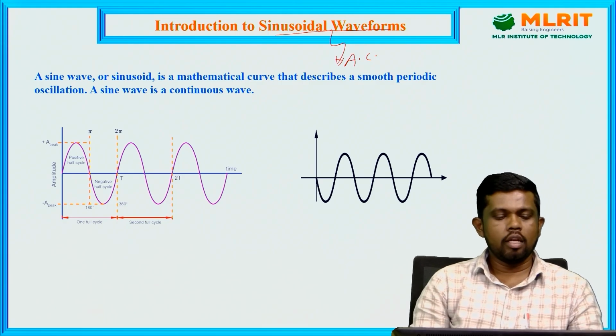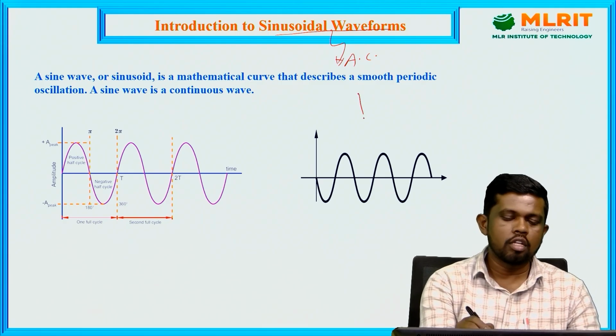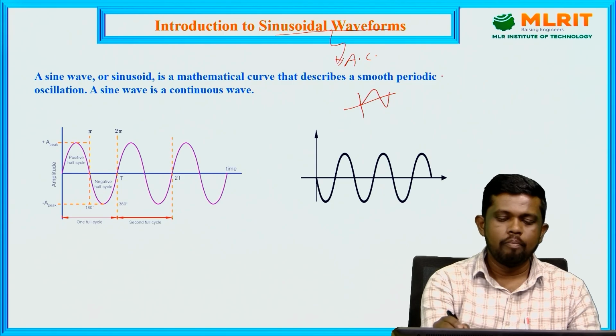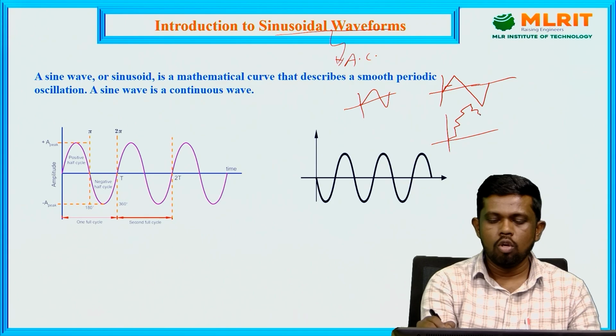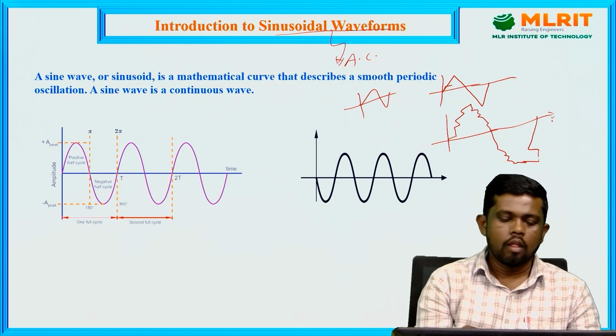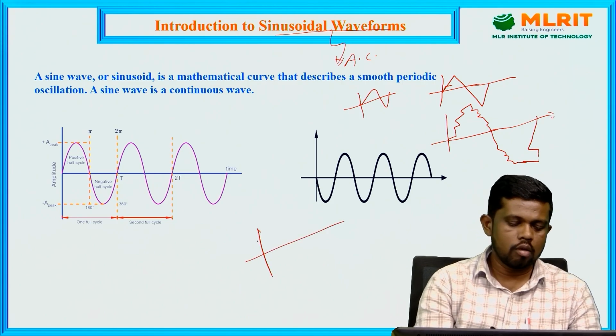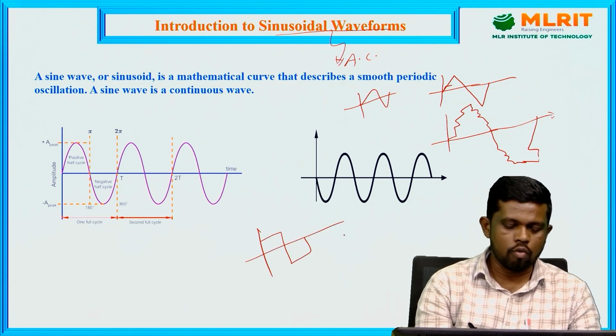Why do we say like that? If we have other alternating signals like the triangle, and also the sawtooth waveform, and also the stepped waveform, these are also kinds of alternating quantities. Also there are other signals, that is rectangular signals. The square wave is also an alternating quantity.